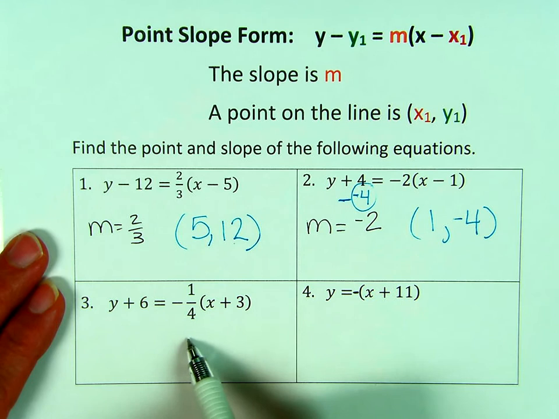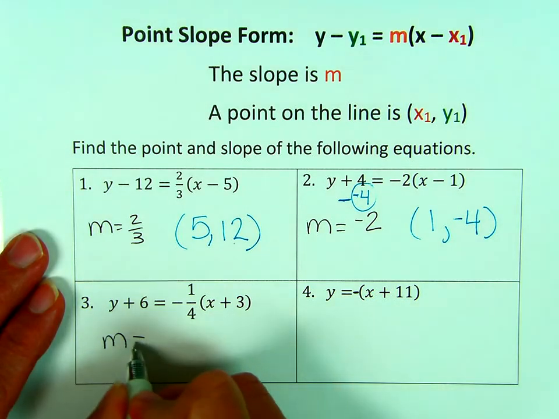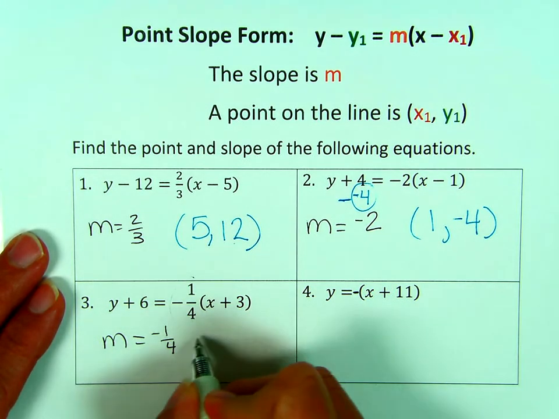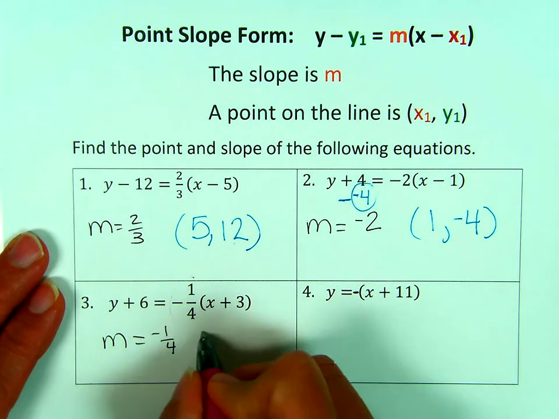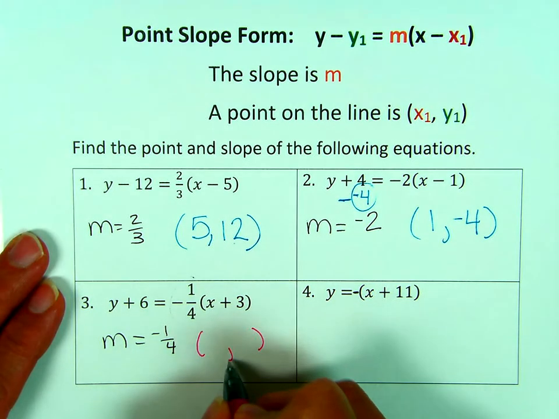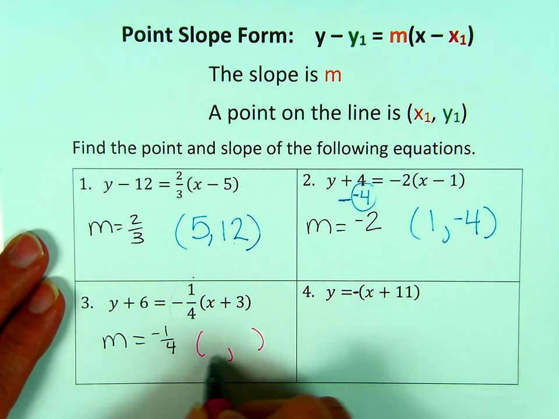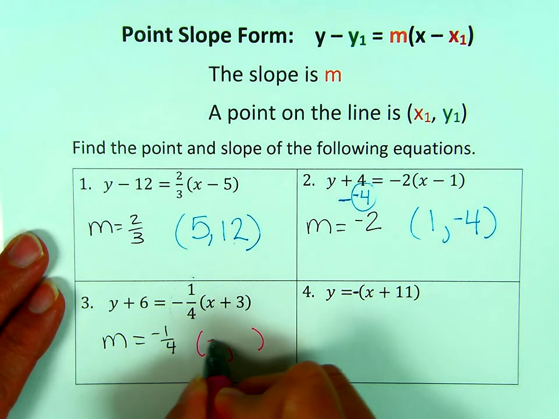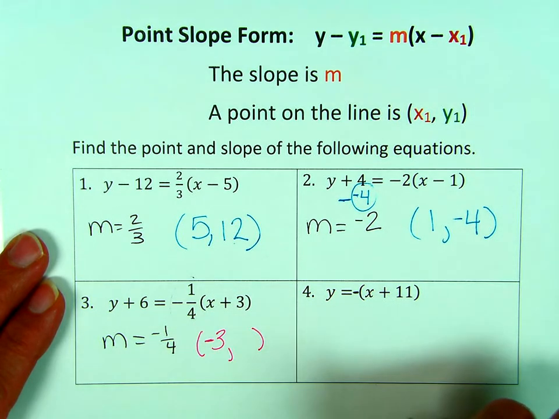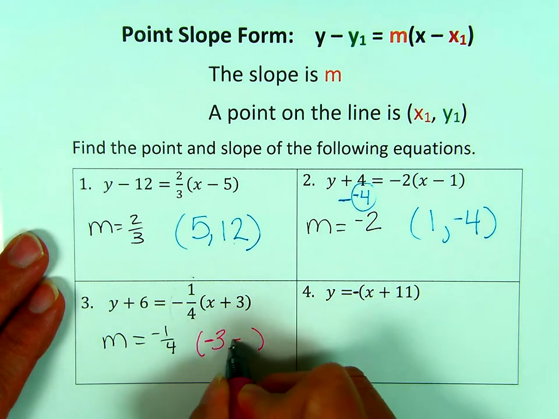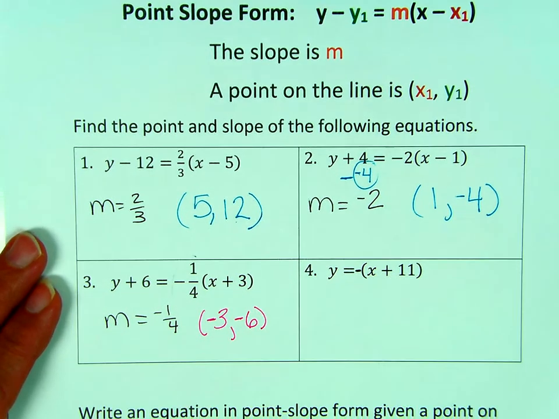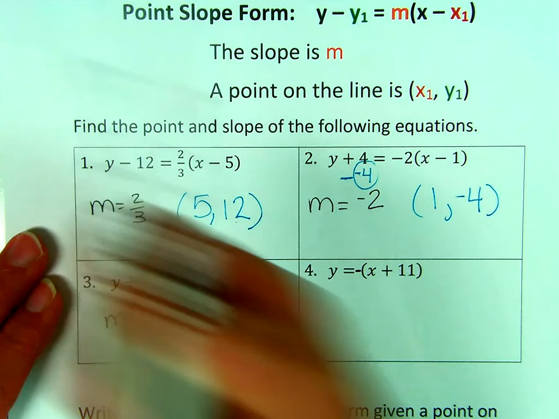So be careful with that. Okay, let's do this one. The slope is the number right here, negative 1/4. And the point, always use parentheses, always use a comma to separate the x-coordinate from the y-coordinate. The x says plus 3, that means I know it had to have been a negative 3. This one says plus 6, so I know it had to have been a negative 6. So that's my point.